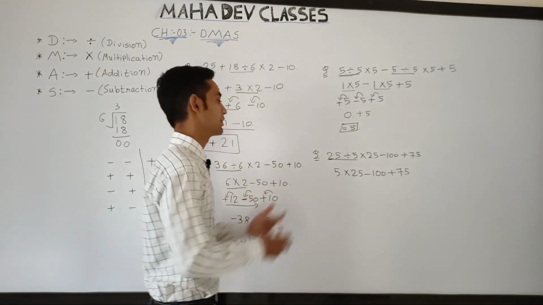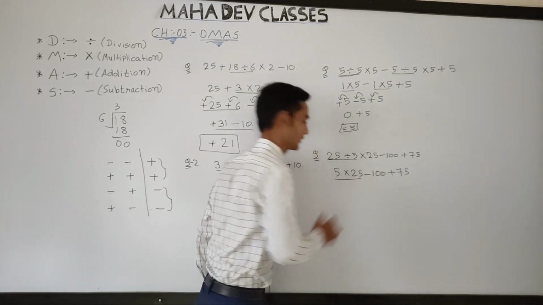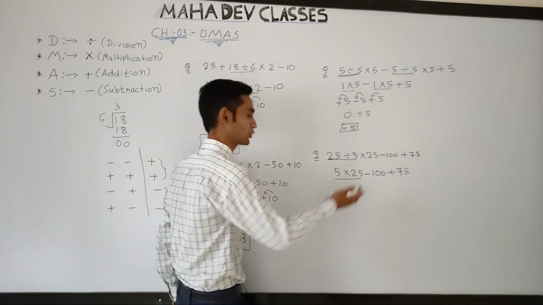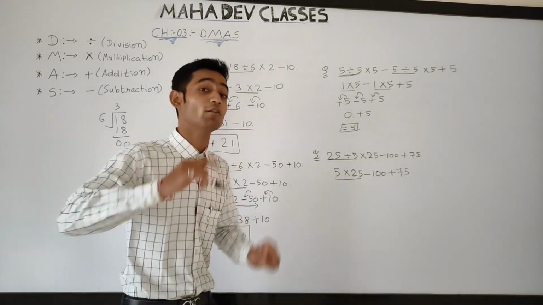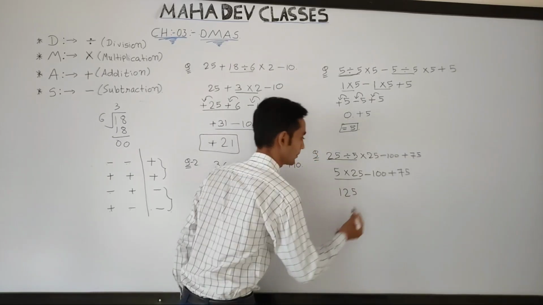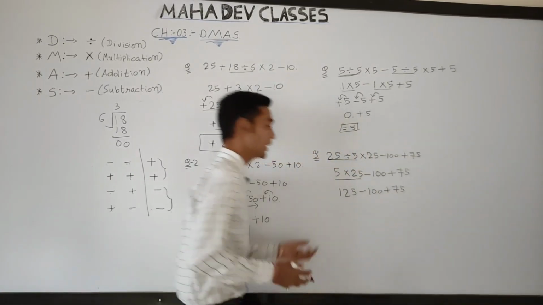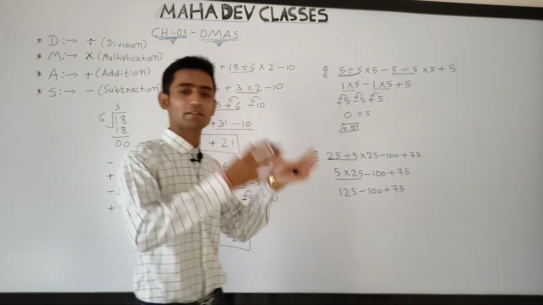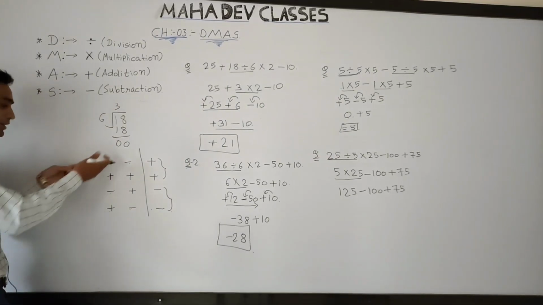Okay, now where is the sign of multiplication? You can see that it is here. Okay, so now do the process of multiplication. 25 5s are, you will get 125. 125 minus 100 and plus 75. So now there is no sign of divide and multiplication. So now we are going to follow this rule.